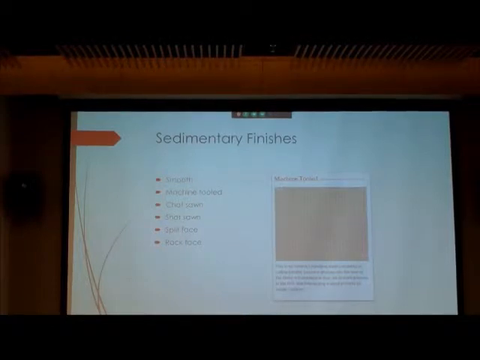Sorry, go ahead. With this you can do smooth, machine tooled, chatson, shop, sawn, split face, and rock face. A lot of these can be applied to many different types of stone. This is an example of a machine tool, and this rock is actually like a company's advertisement of what they sell.